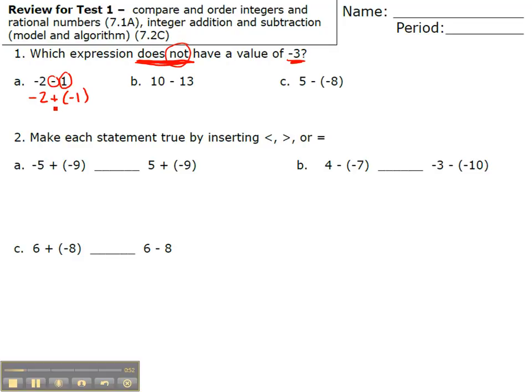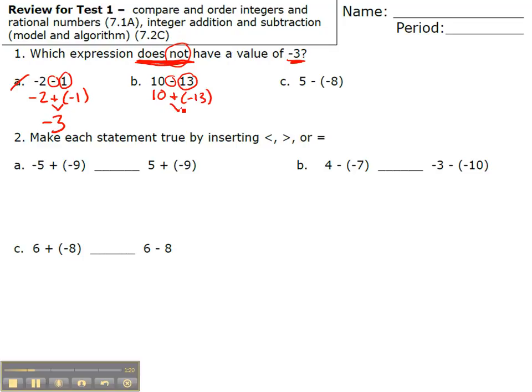Then we're adding, so the signs are the same. We find the sum. 2 plus 1 is 3, and we keep the sign. So that one does have a value of -3, so that's not our answer. On B, we also have integer subtraction, so we'll change it to addition. We don't do anything to the first integer. We change subtraction to addition, and we change the sign of the second integer, which is +13, to -13. We always add the opposite of the second integer.